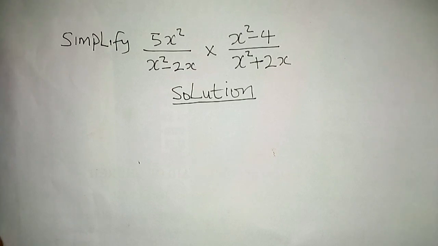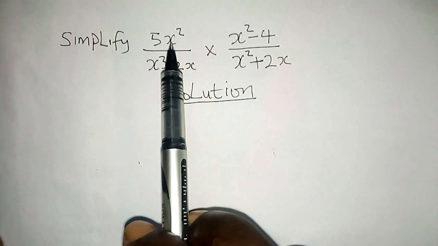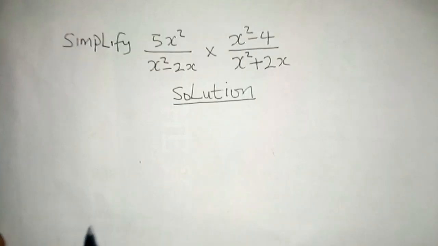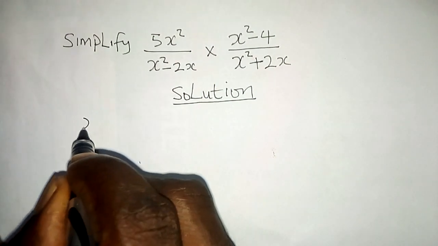Alright, we are faced with a problem. We are asked to simplify these algebraic fractions. We are multiplying two algebraic fractions. So what do we do? First of all, we have to look for the possible factorizations that we have in these algebraic fractions. Now you can agree with me that we cannot factorize this 5x squared, but we can factorize x squared minus 4. So let's begin with the first one.